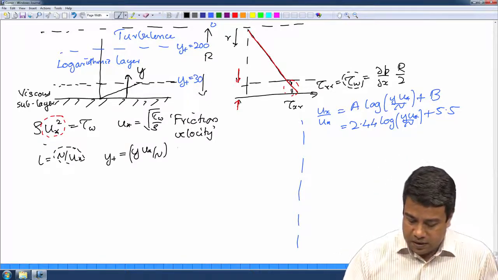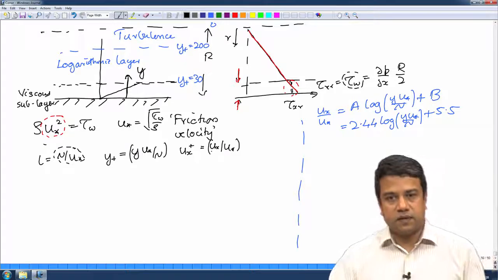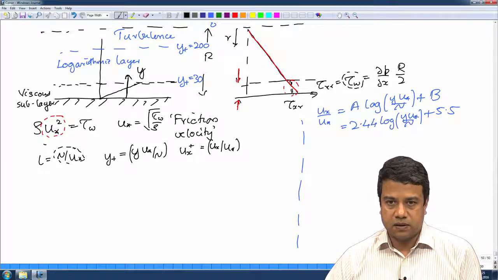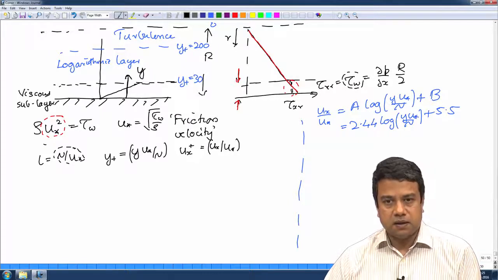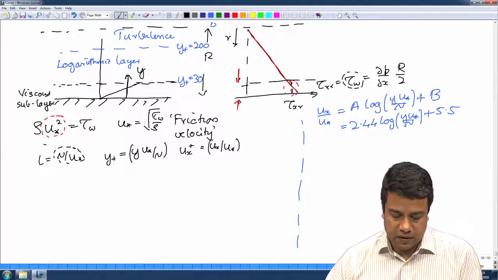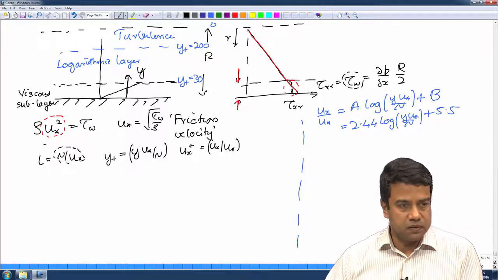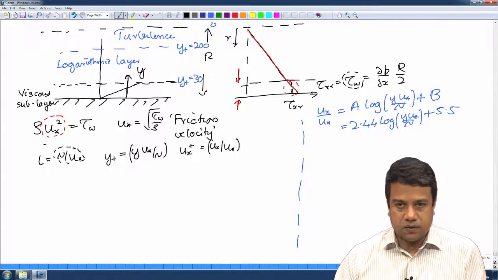Similarly, I can define the velocity ux plus is equal to ux by u star, because that is the only velocity scale very close to the wall. And close to the wall you would expect this velocity scale by the friction velocity to be a function of this distance from the wall in wall units. So, that is the fundamental relation close to the wall.